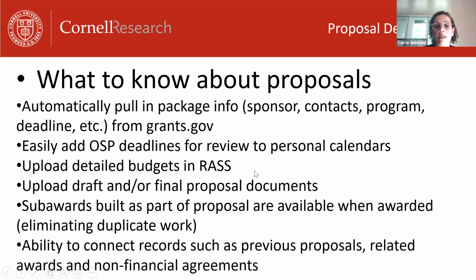You can easily see the deadlines that OSP has for internal submission. So for example, if you're looking to get a full review on a proposal, in the proposal in RASS, you can see when you should be submitting that to OSP in order to get that full review. And you can actually add those dates easily to your calendar. You can upload detailed budgets directly into RASS. Again, we're looking in the future to build the tool so that you can actually create the budget, but right now you can upload those detailed budgets.